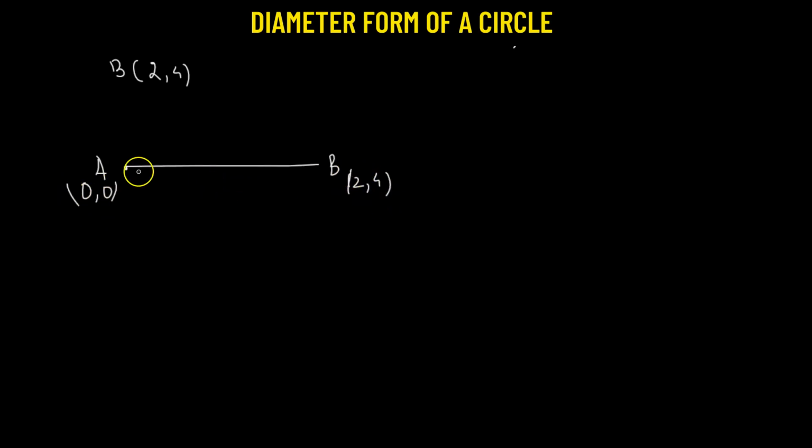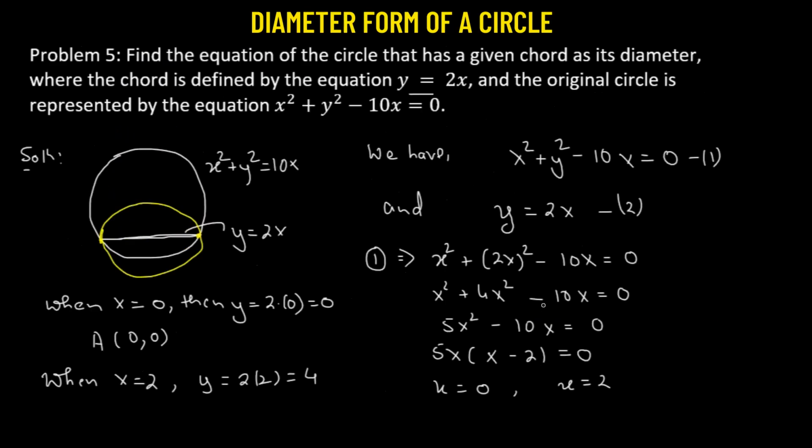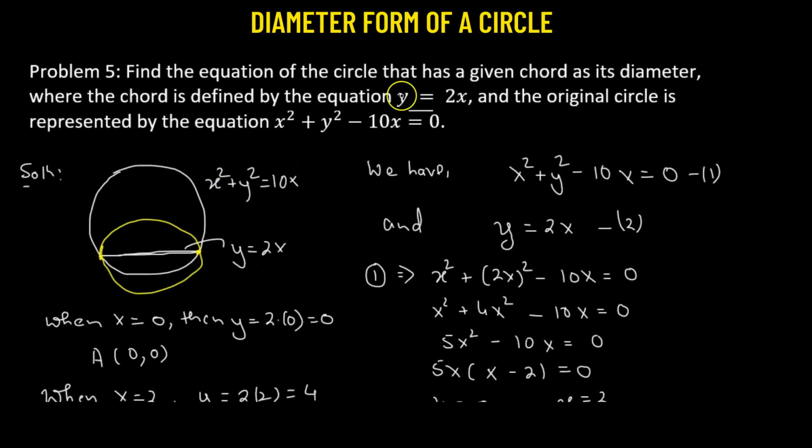Now we'll consider that this chord is the diameter of a new circle. So the equation of the new circle is (x minus 0) times (x minus 2) plus (y minus 0) times (y minus 4) equals 0. That's it. This is the equation of our circle. And if we expand it, we get x squared plus y squared minus 2x minus 4y equals 0. So we have successfully obtained the equation of the circle, and this is how we can use the diameter form of a circle to find the equation of a circle.